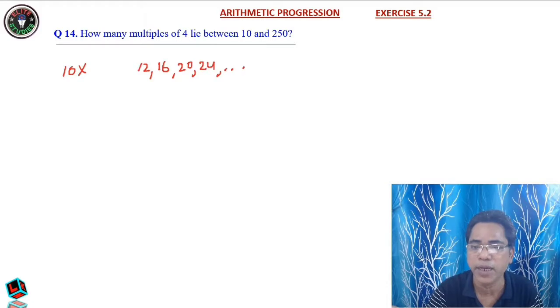But what is the last number? What will be the last number in this series? 250 is not divisible by 4. As I told you in the previous question, you divide 250 by 4. So 4 sixes are 24.